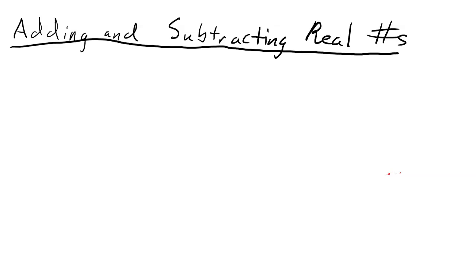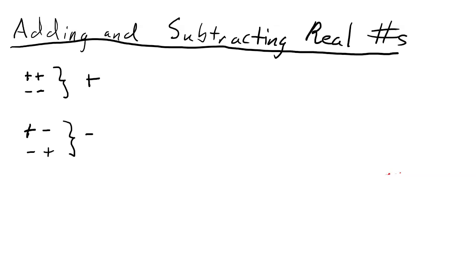Hello class. Today we're going to be talking about adding and subtracting real numbers. This is a process that I can summarize in a couple of rules based on sign. Any time you have the same sign repeated in an expression, either plus plus or minus minus, you get a positive sign or a plus. Anytime you have opposite signs, either a plus minus or a minus plus, you get a negative sign.